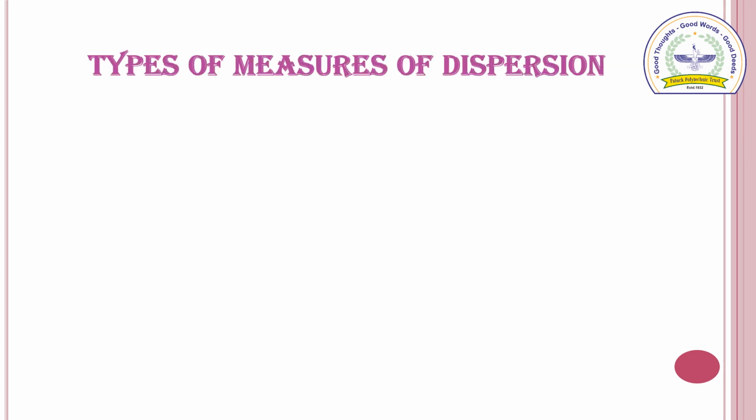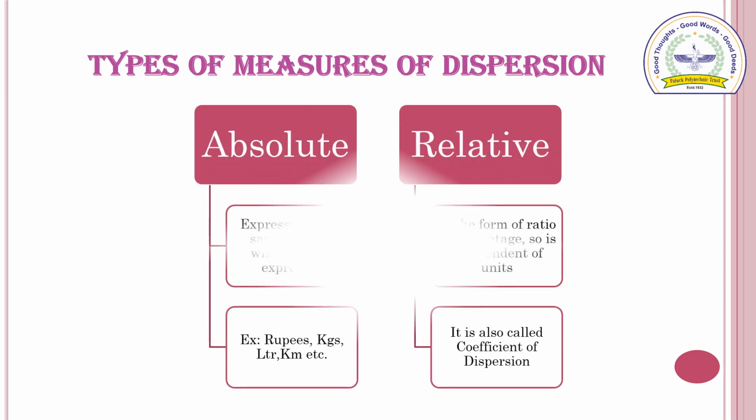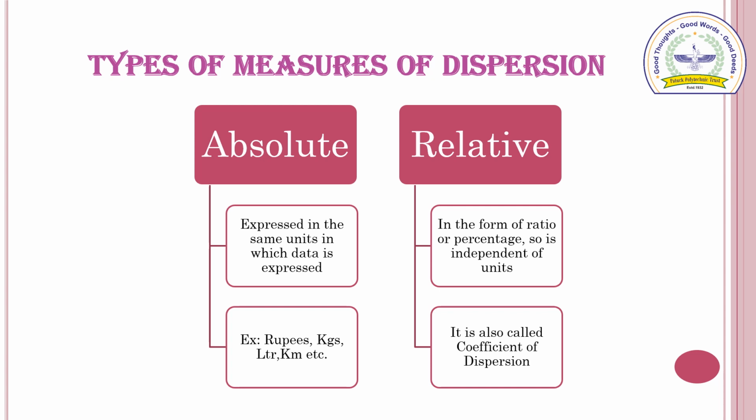Types of measures of dispersion. Measures of dispersion are divided into two major parts. Number one, absolute measures of dispersion, and number two, relative measures of dispersion. Absolute measures of dispersion are expressed in the same units in which data is expressed, for example, rupees, kilograms, liters, kilometers. And relative measures of dispersion are in the form of a ratio or percentage, so they are independent of units. It is also called the coefficient of dispersion.